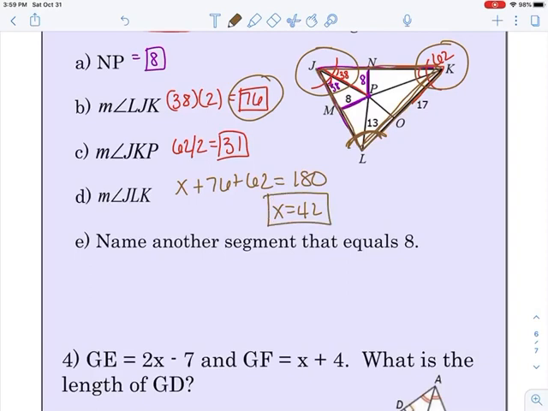Another segment that equals 8 is going to be this last piece over here, which is going to be 8 again, and that would be PO. Okay, we already found NP in the beginning, but you could also say NP.